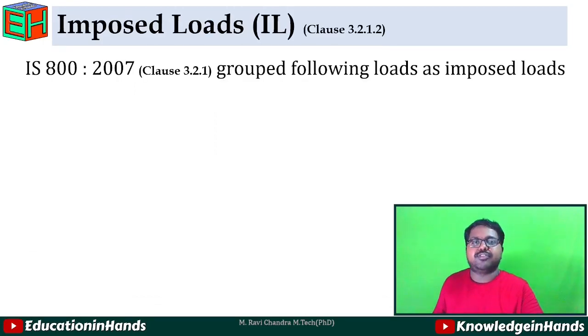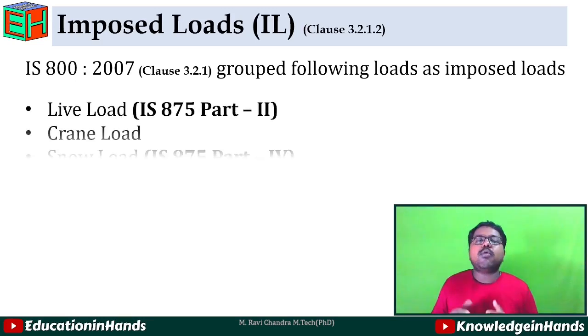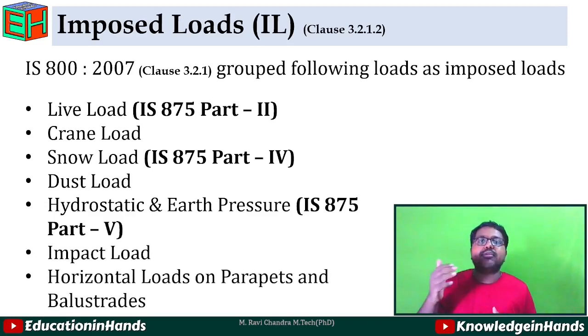Next one is imposed loads. According to IS 800 2007, clause 3.2.1, imposed loads are subdivided into categories from live load to horizontal loads. Imposed load means a load which acts for a certain time or on a temporary basis, and then is removed. For example, live load is like furniture or living habitants which stay in the house for a temporary time, and then we can remove or replace them somewhere. Such kinds of loads are imposed loads.